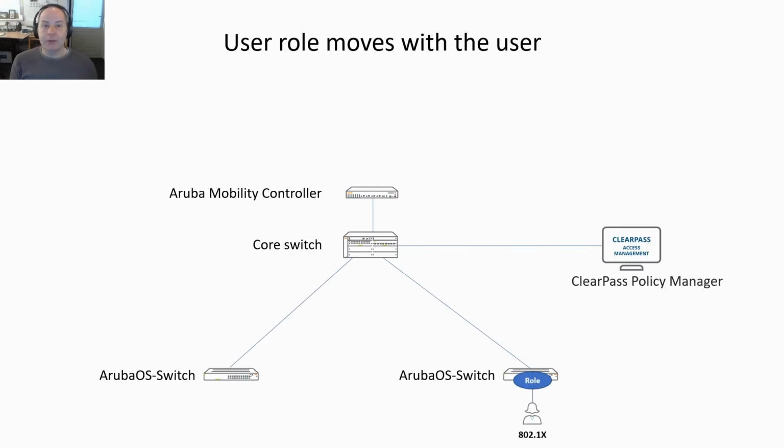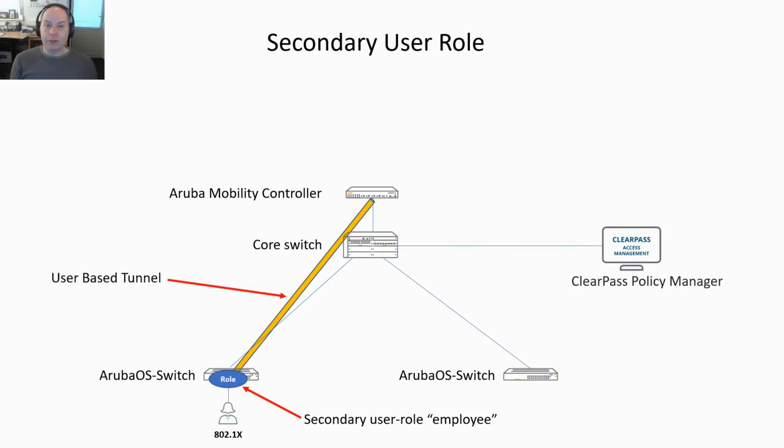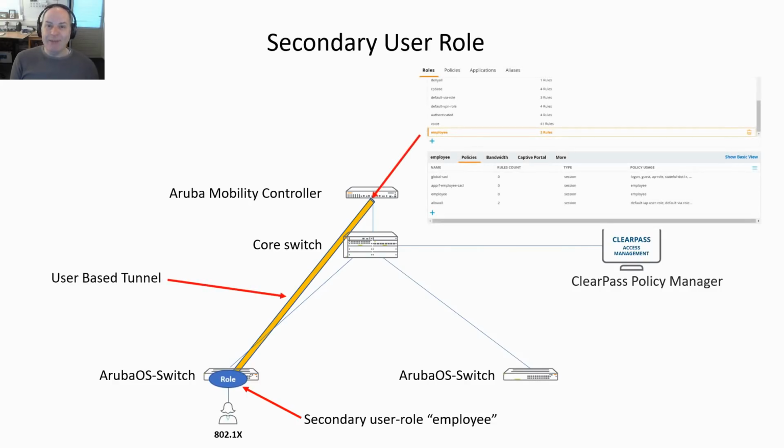Now with dynamic segmentation, Aruba Networks is adding even more control. As said, ClearPass Policy Manager is providing user role information to the switch and assigns the appropriate parameters to the user. What ClearPass Policy Manager can also do is provide a parameter that is called the secondary user role. The secondary user role tells the switch to establish a tunnel to a mobility controller for that specific user. The name of that secondary user role will be the role that has been defined on the mobility controller.